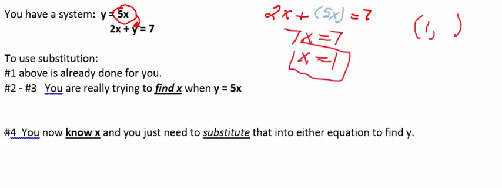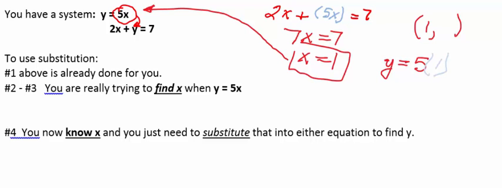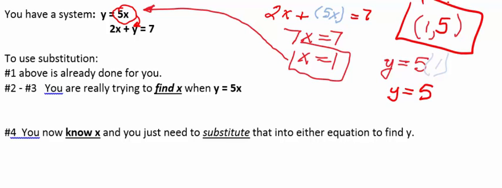That's what this says. Number 4 says we know x, now substitute it in. I can put it into either equation, but this top one is really nice because it's already y equals. So I just have to say that y is equal to 5 times the x that I just found, which is 1. And then that tells me that y is going to be equal to 5, and my ordered pair is 1, 5.